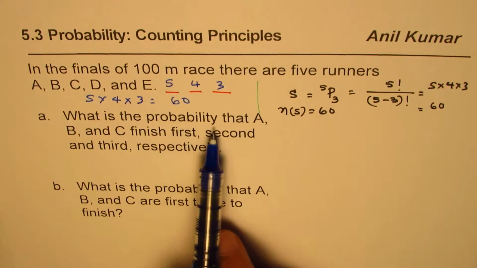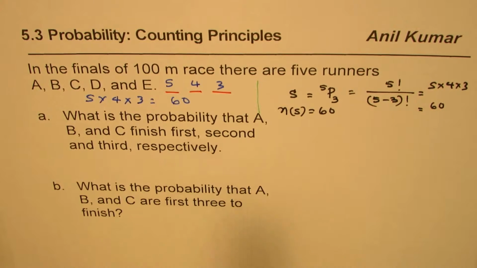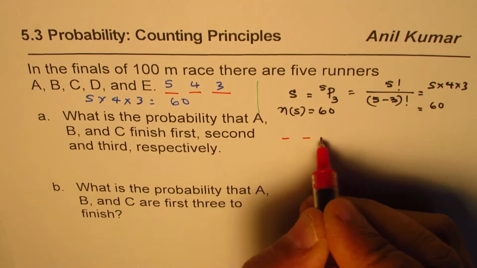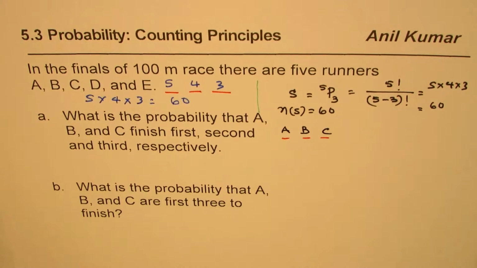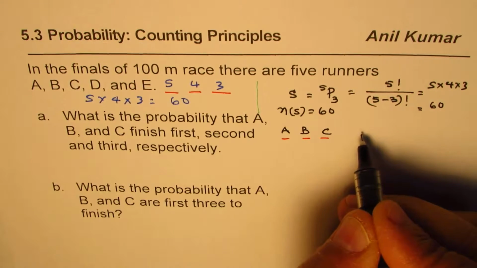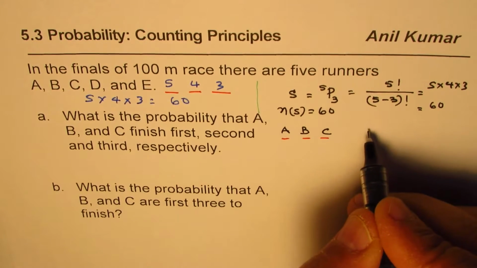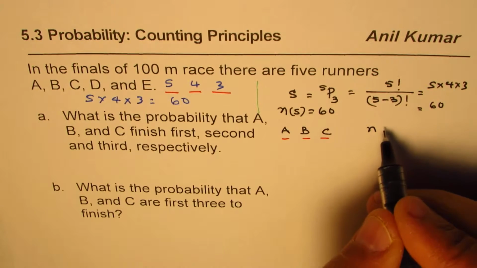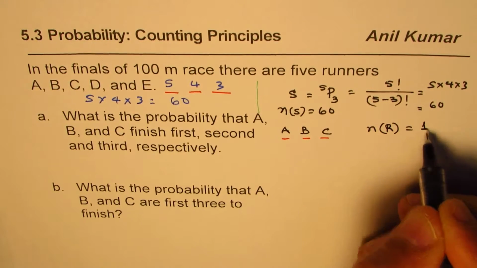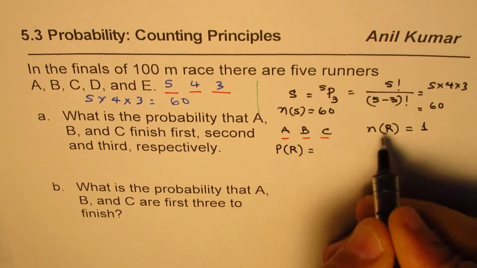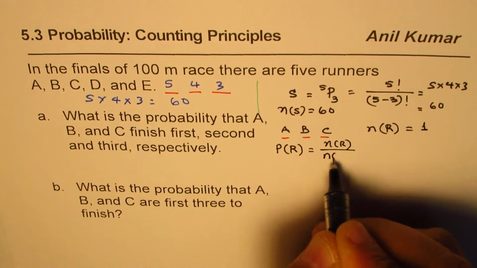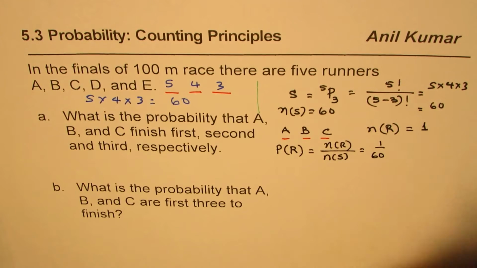What is the probability that A, B, and C finish first, second, and third? Now in how many ways can they finish first, second, and third? So what we have here is we want A to be here, B to be there, and C in the third position. And clearly there is only one way it can happen, right? So let's call this event race R. There is only one way of doing it. Since there is only one way of doing it, the probability of this is n of R over n of total number of options. It is 1 over 60, correct? So that is the result which we get.